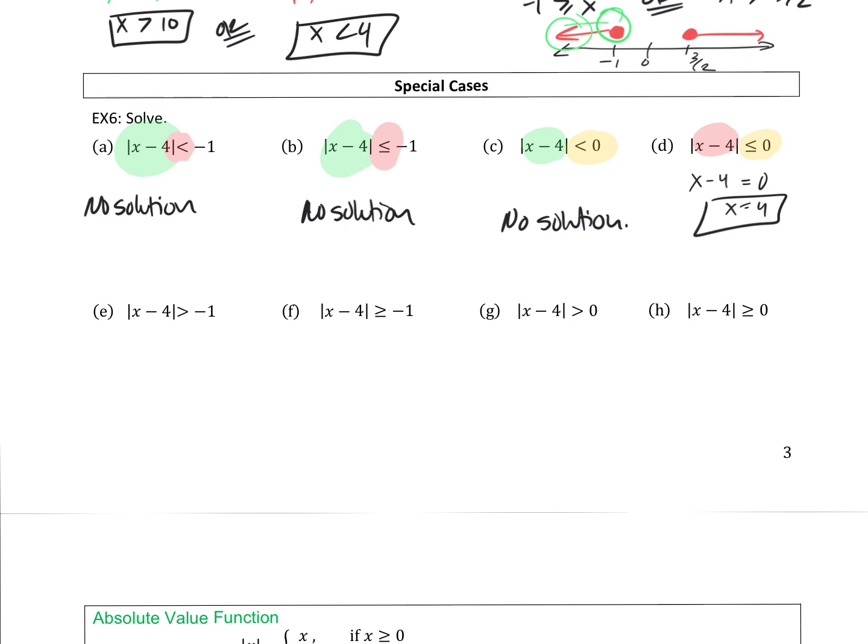Next, we're looking at our absolute value is greater than negative 1. So you might say it's still greater than a negative, but there's still those numbers in between negative 1 and 0 that we can't account for. So because of that, we're going to go ahead and say it's not defined, no solution. Another time. The absolute value of x minus 4 is greater than or equal to negative 1. Still in that range, we don't have a definition for that, and there's no solution.